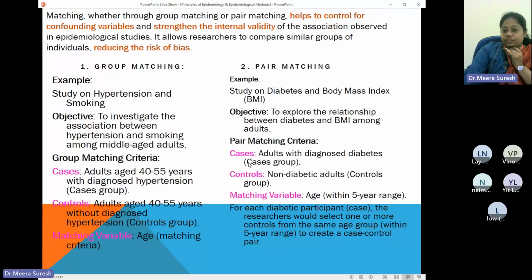So here in pair matching, the cases will be adults with diabetes and the controls will be non-diabetic adults. The matching variable can be age, like within a 5-year range. So as I already told you, if I am one person, then you find someone of my ethnicity and also my age group, and then you find a suitable pair.